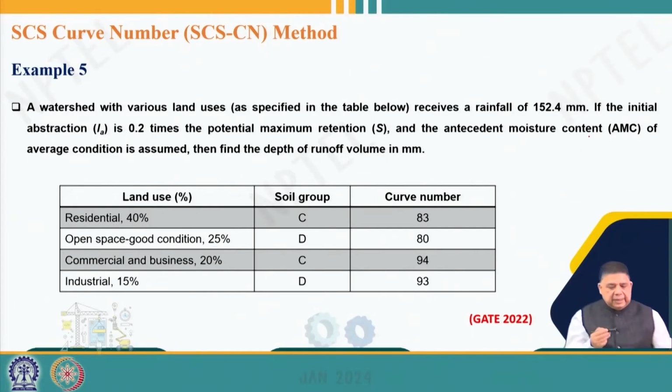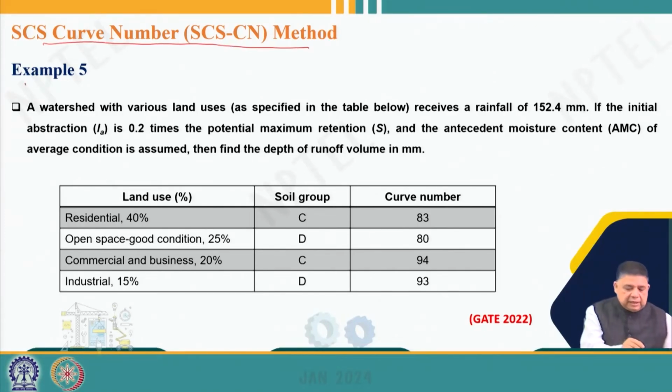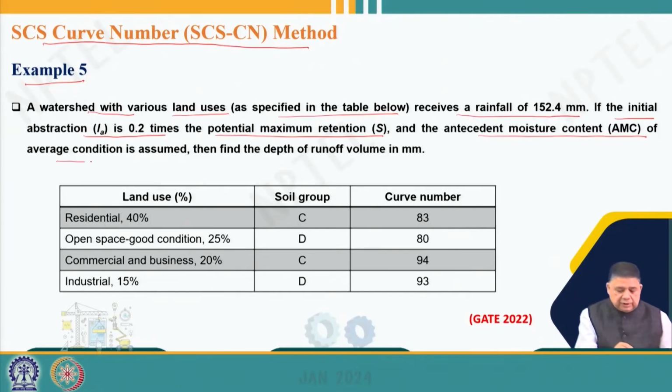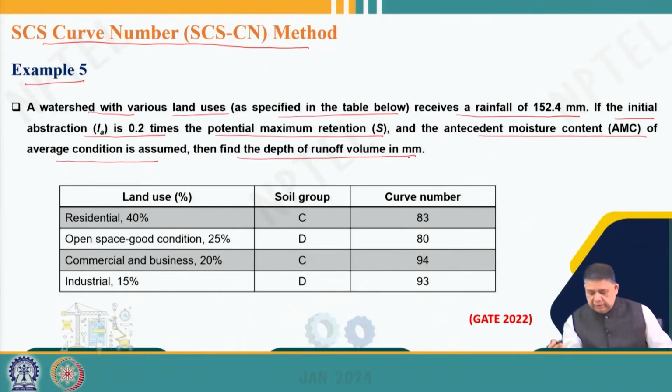Now, we go to next example where we start with SCS curve number method. Example 5. A watershed with various land usage as specified in the table here receives a rainfall of 152.4 millimeters. If the initial abstraction is 0.2 times the potential maximum retention, the antecedent moisture content AMC of average condition is assumed. Then find the depth of runoff volume in millimeters. So, almost all the information is given here.